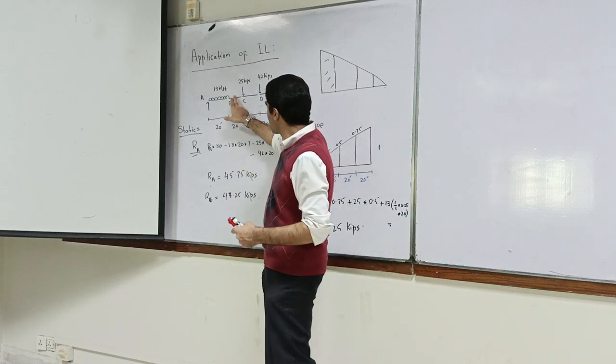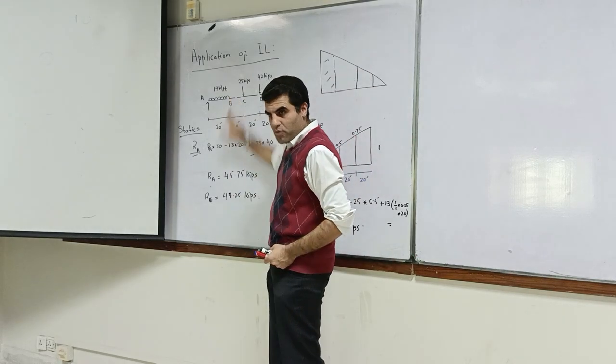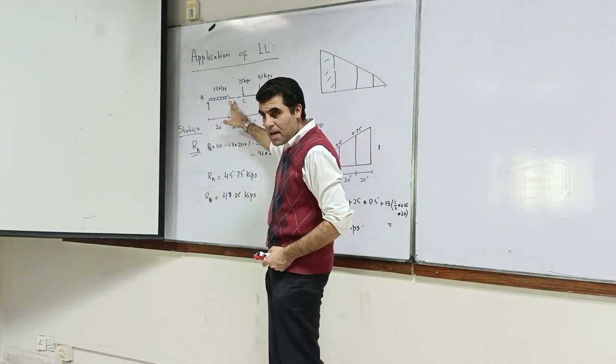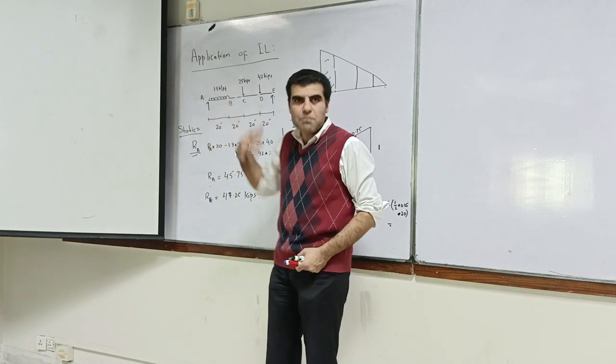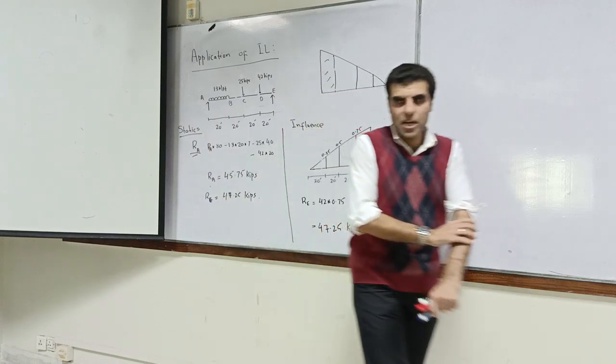For example, if I want to find out a moment at this point, if I have the influence line diagram, I will multiply again the same thing. Everything is linear, and I will get my moments, shear, everything. Do you understand my point?